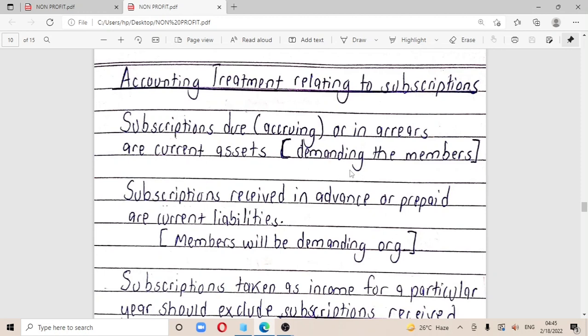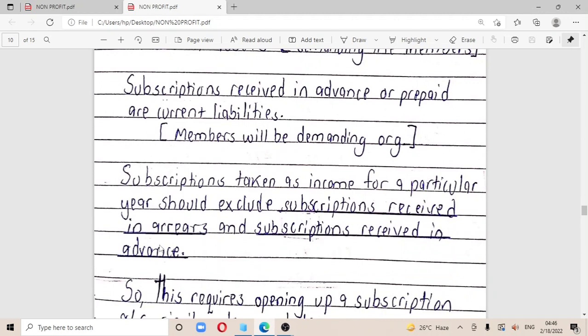It will mean that the organization is demanding from the members. Then we have subscriptions received in advance or prepaid. Those are current liabilities. It will mean members will at a certain point be demanding from the organization. So when we look at subscriptions taken as income for a particular year, they should exclude subscriptions received in arrears and also subscriptions received in advance.